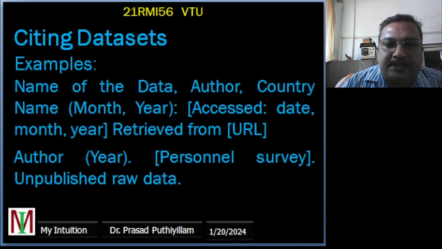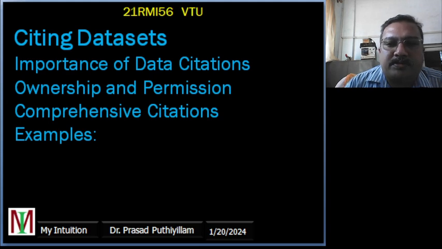Now citing the data sets. The importance of data citation, ownership and permission, comprehensive citations, and one example are also mentioned in this topic. Data citations are very crucial in modern engineering research, because they justify the claims and provide experiential evidence by giving the citation to the data which we used. It gives more experiential evidence for our work.